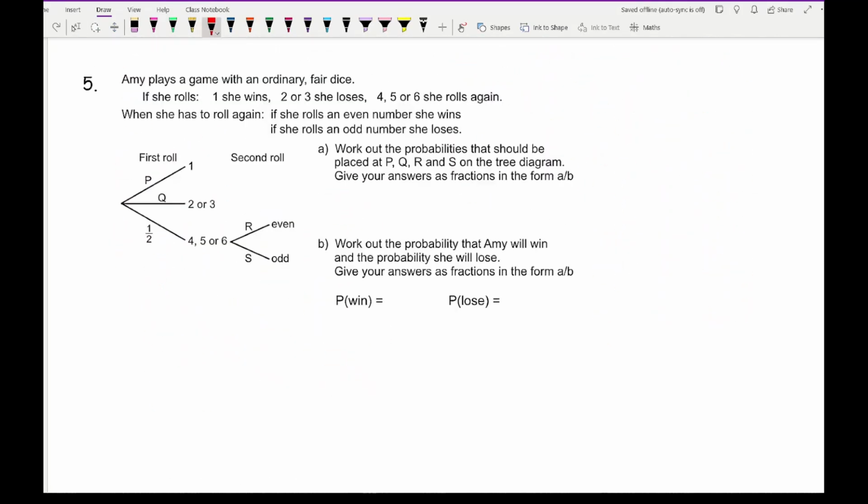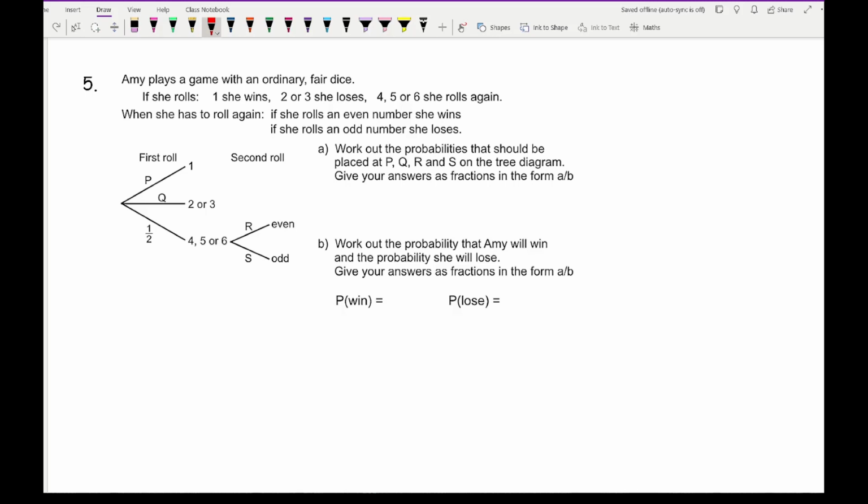So moving on to question 5. Again, if you want to have a go at this question, pause the video and then unpause as we go through the answers. It says Amy plays a game with an ordinary fair die. If she rolls a 1, she wins, 2 or 3, she loses, and 4, 5, and 6, she rolls again. When she rolls again, if she rolls an even number, she wins, and if she rolls an odd number, then she loses. The question is asking us to work out the probabilities of what would appear in P, Q, R, and S.